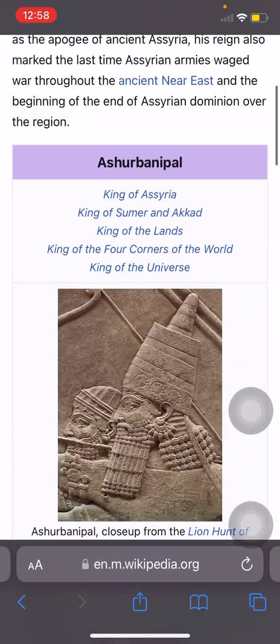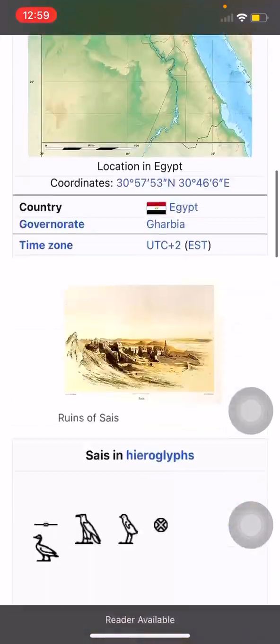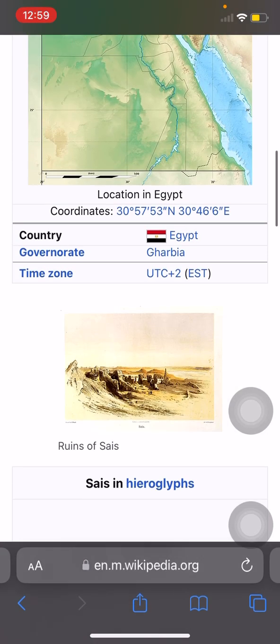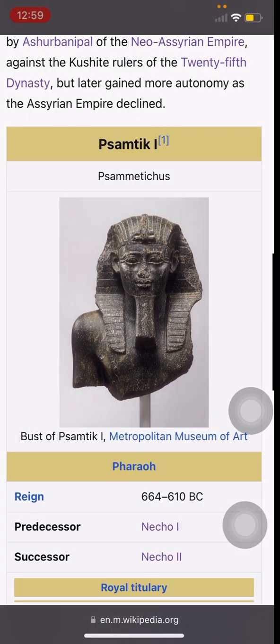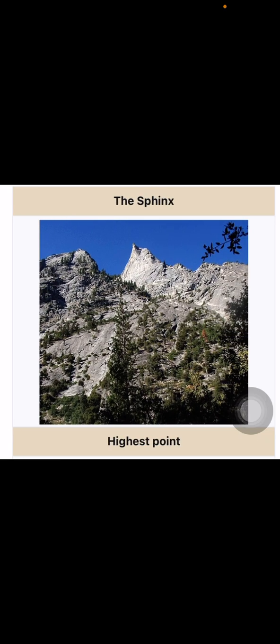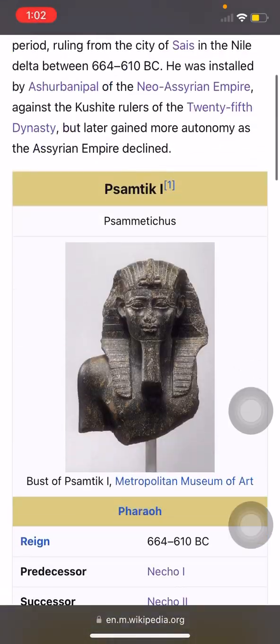Okay, so let's go back, and let's go to Sais. Scroll down, you see? We got the Olmec symbol, y'all. There you go right there, the Olmec symbol. But just to go back to Psamtik real quick, let's check something out. This is one of the more battered Olmec heads. This has been compared to the face on the Sphinx by various people. So you see, I had to go back and show y'all the Sphinx real fast.